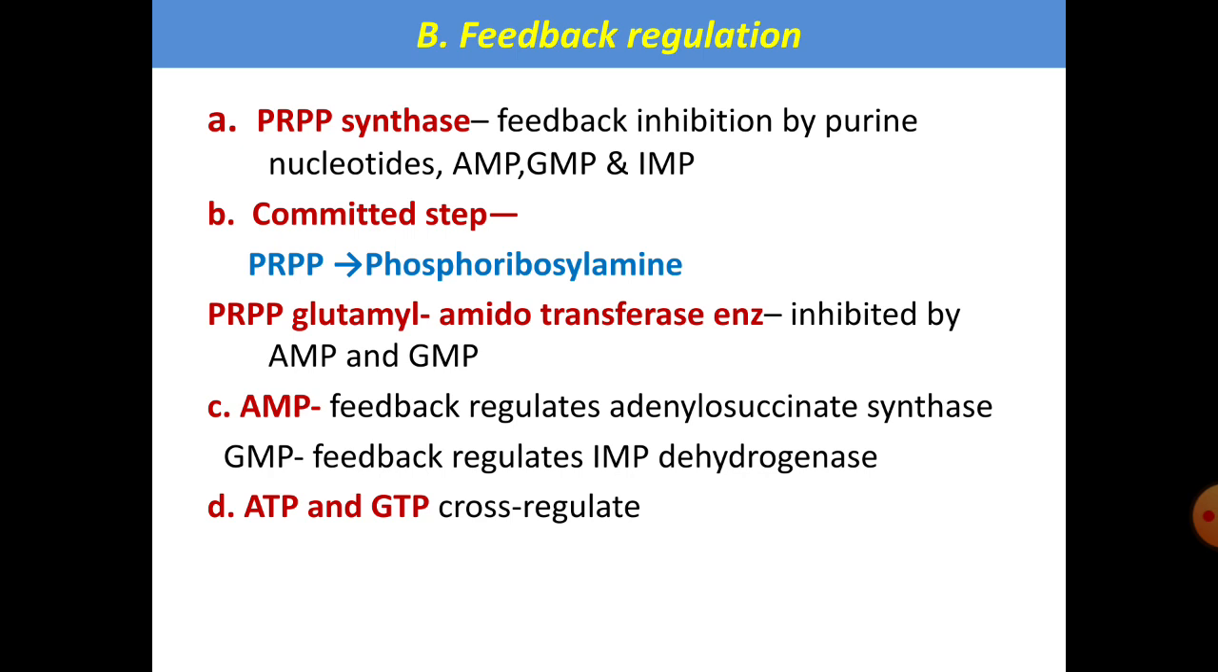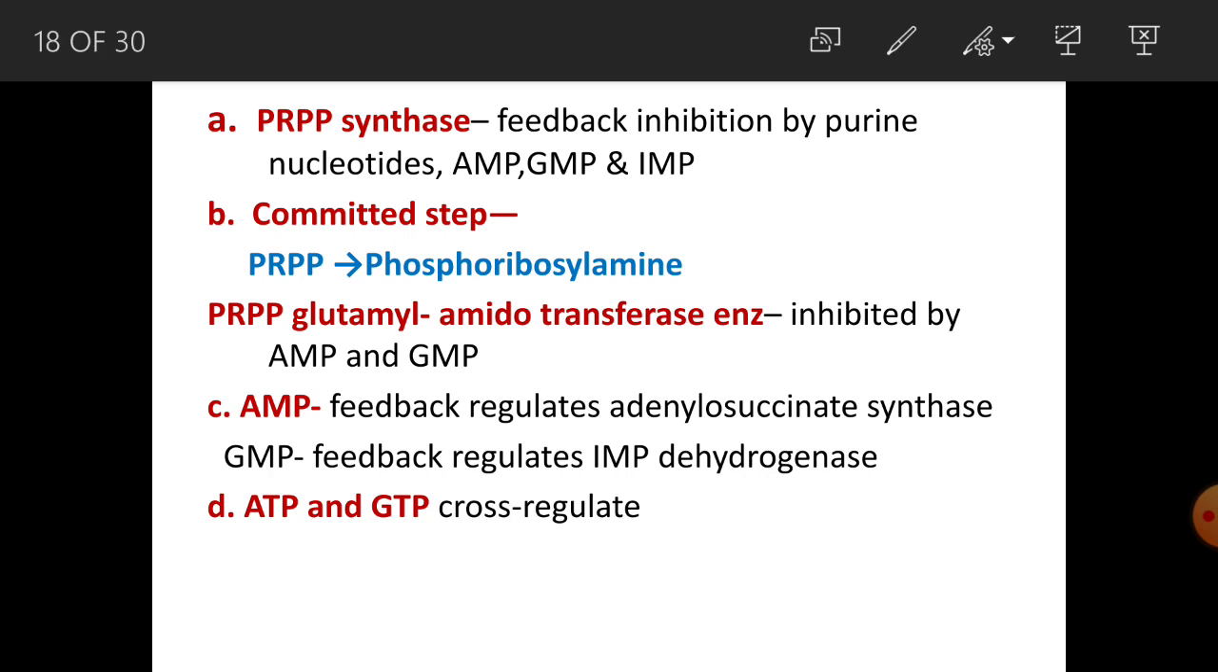Then very importantly, the feedback regulation. PRPP synthase can be feedback regulated or inhibited by purine nucleotides like AMP, GMP and IMP. All the products that are formed, they can feedback inhibit. So, now yes, I have synthesized enough, you please stop. The committed step, the second step from PRPP to phosphoribosylamine, again a quiz question for you. So, PRPP glutamyl aminotransferase, that is the enzyme, it is also inhibited by AMP and GMP.